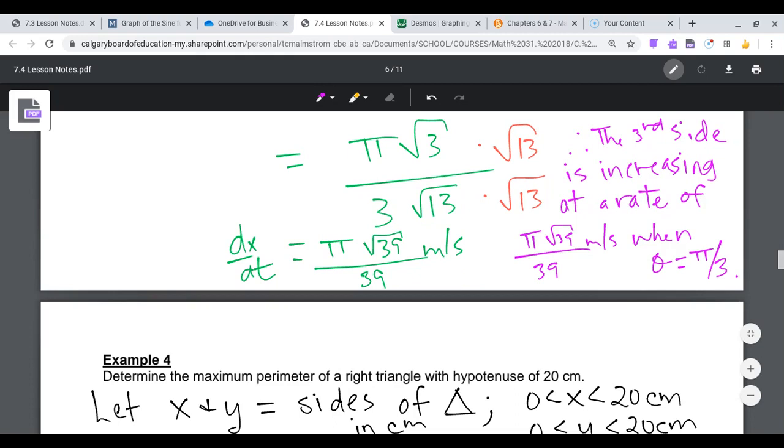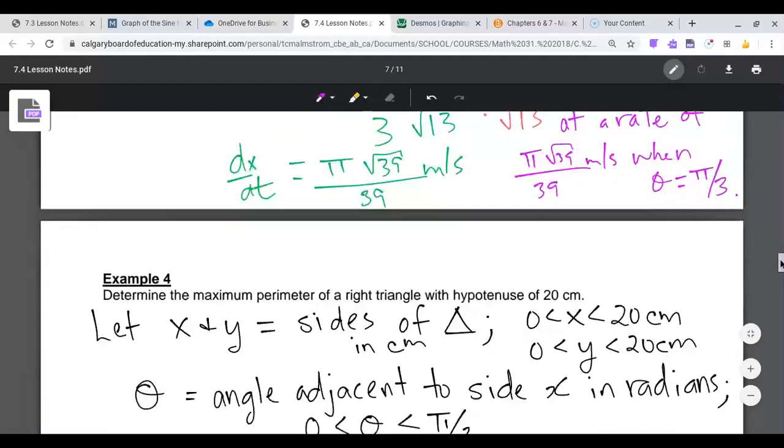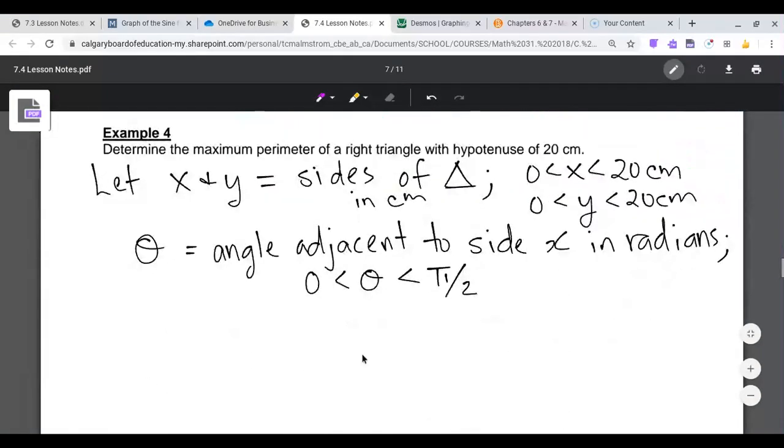All right, so that's the end of the related rates examples. Example 4 is going to get into our chapter 4 max-min questions, and I will see you back for video number 4 to see this example.